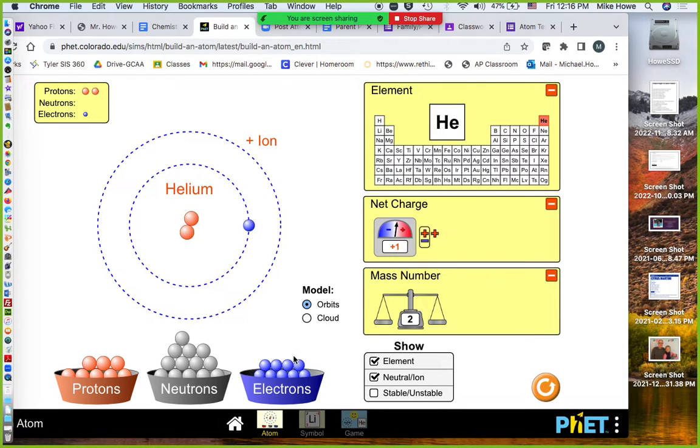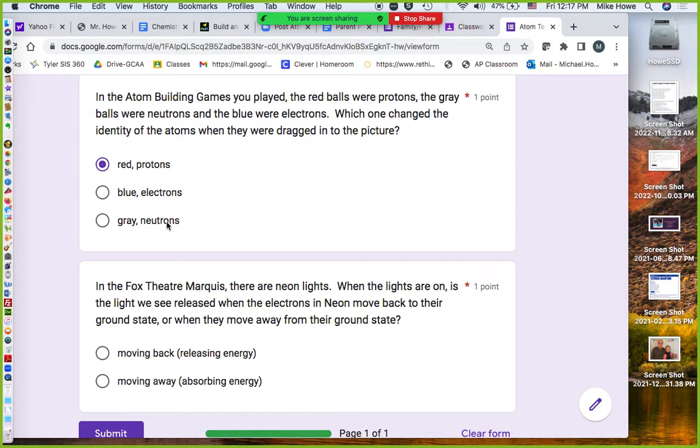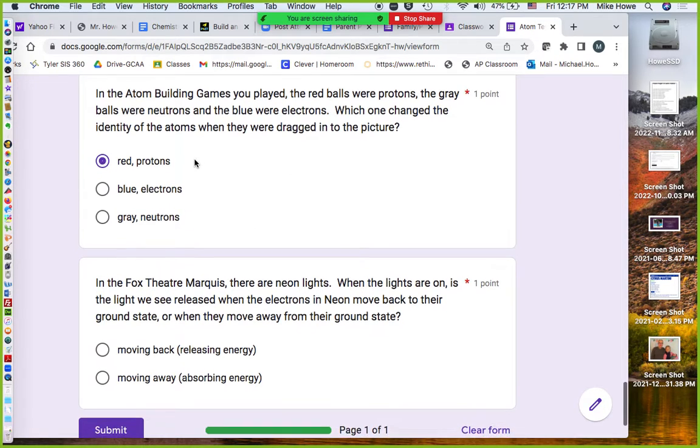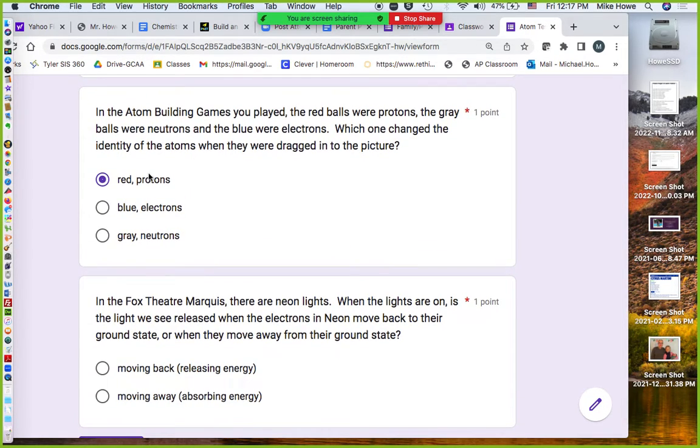That changes the charge. You see the charge is changing, but it doesn't change the identity. And it also doesn't change the mass. If I put neutrons in, that changes the mass, but it doesn't change the identity. All right. So back to the question. Which one changed the identity of the atoms? It was the red ones and the protons.